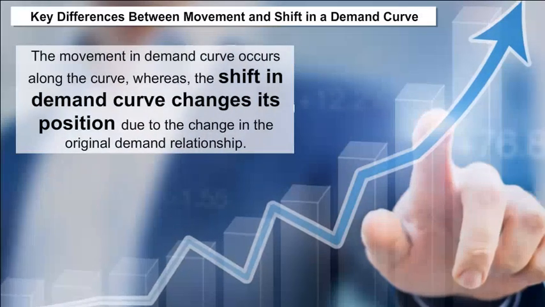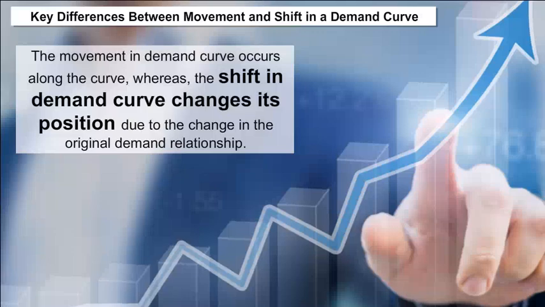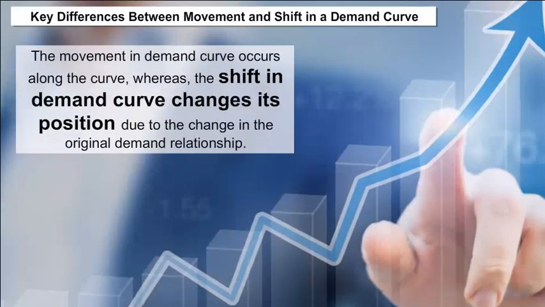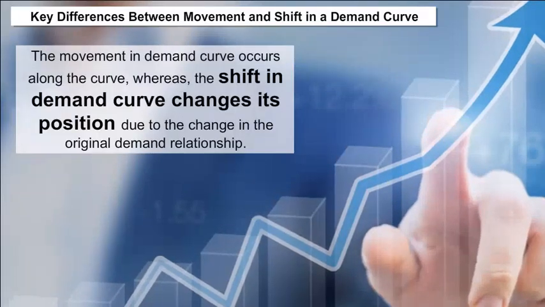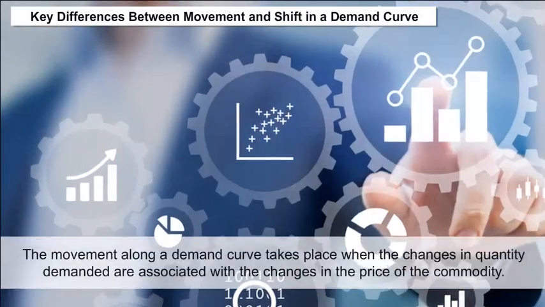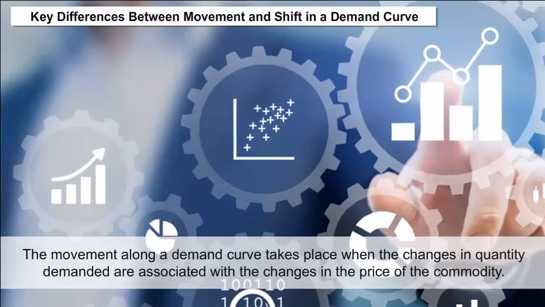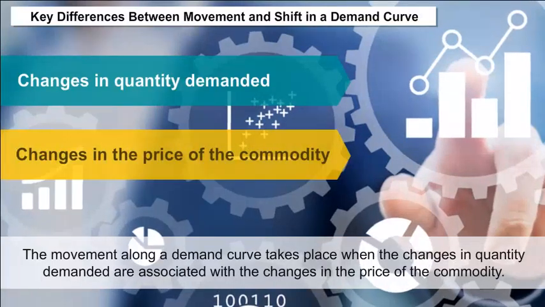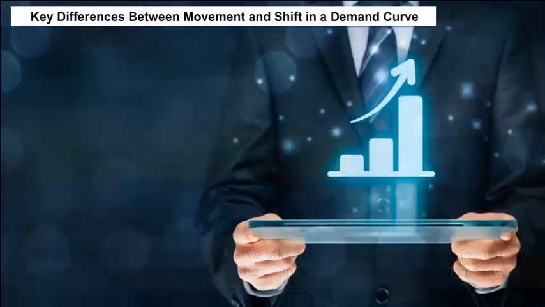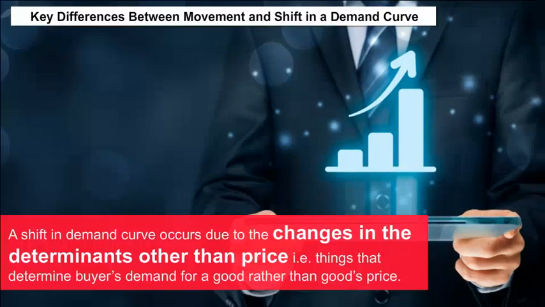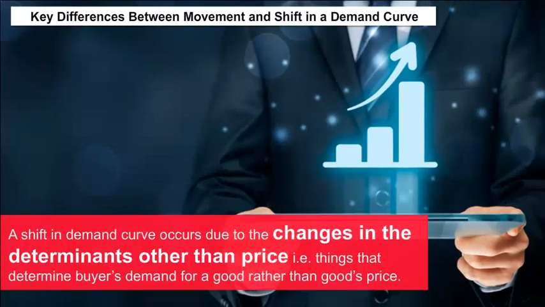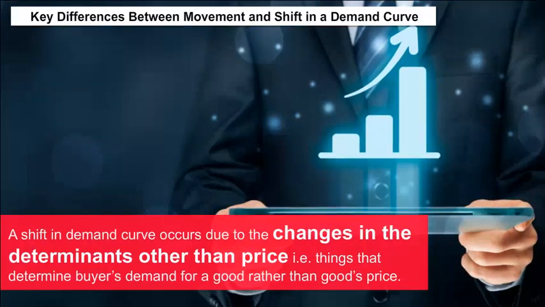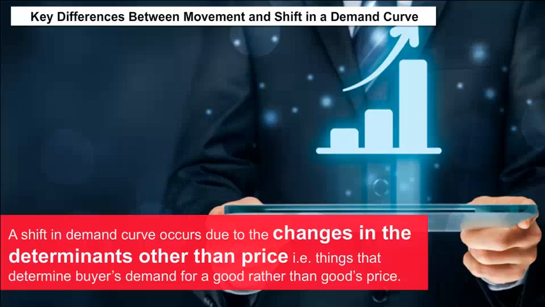The movement in demand curve occurs along the curve, whereas the shift in demand curve changes its position due to the change in the original demand relationship. Again, the movement along a demand curve takes place when the changes in quantity demanded are associated with the changes in the price of the commodity. But a shift in demand curve occurs due to the changes in the determinants other than price, that is, things that determine buyers' demand for a good rather than the good's price.